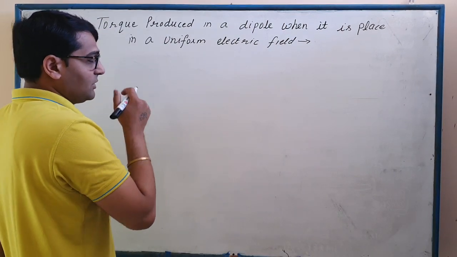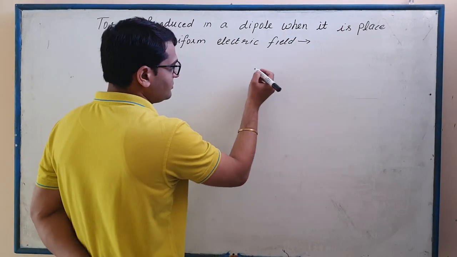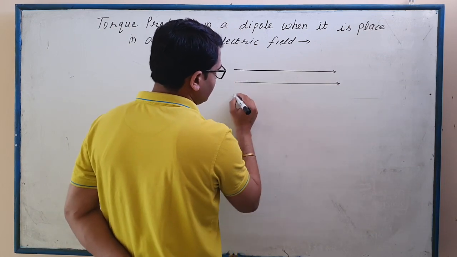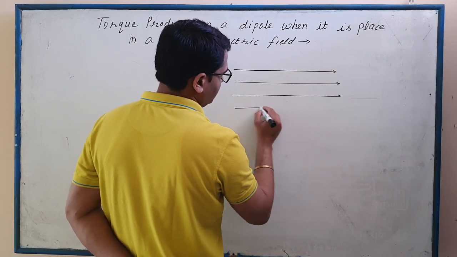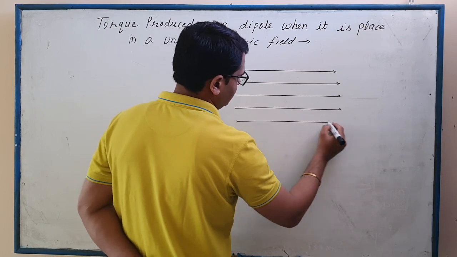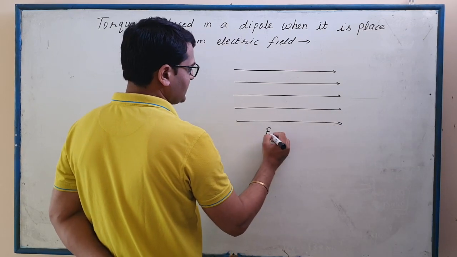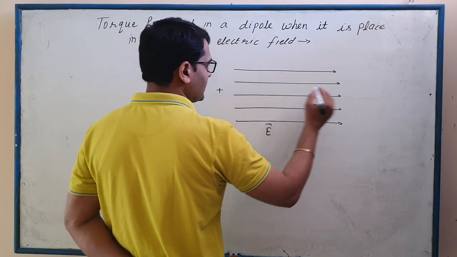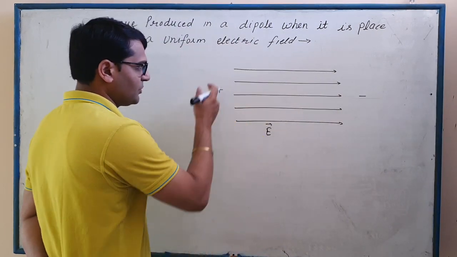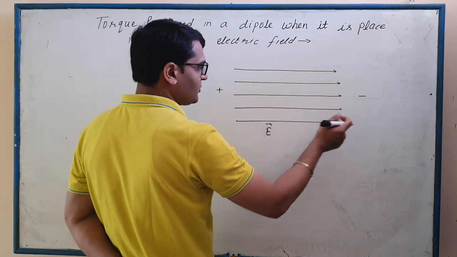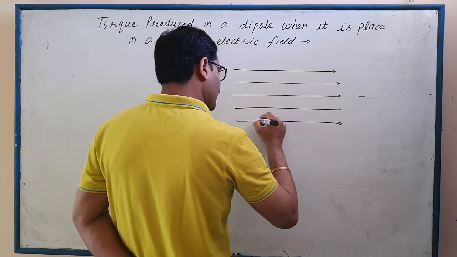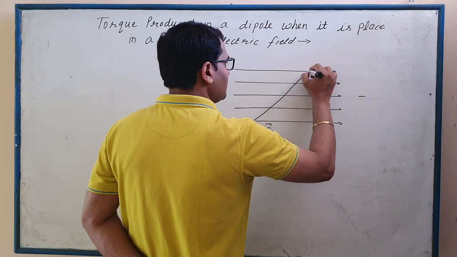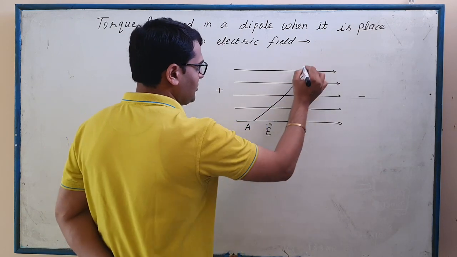Okay, so for now, let these are the electric field lines. The direction of electric field lines is from positive charge to negative charge. Let the positive charge lie here and the negative here. We are keeping one dipole, that is AB.